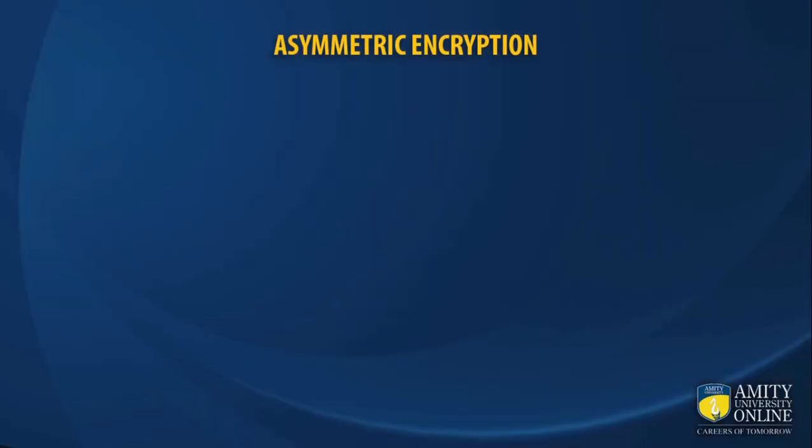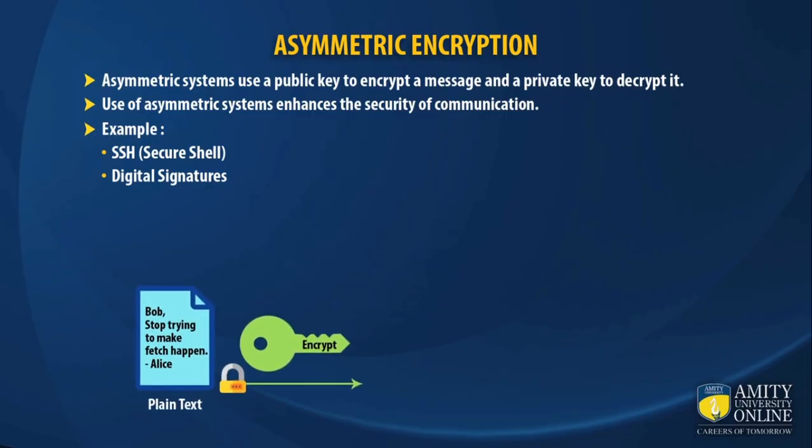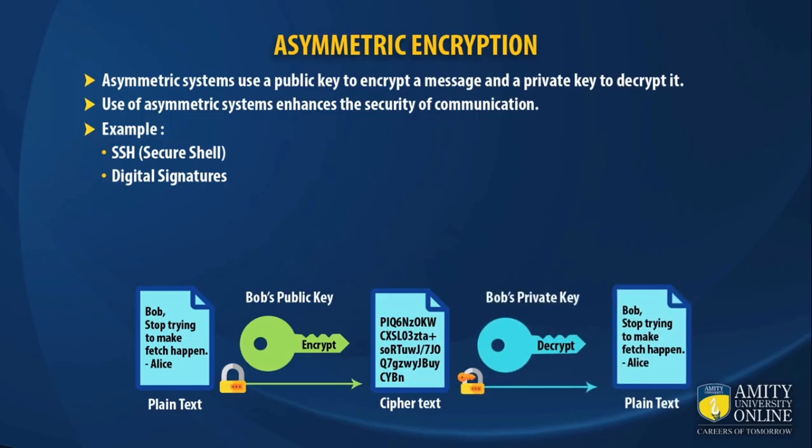Now let's see what is asymmetric encryption. Asymmetric encryption is a type of encryption in which the sender encrypts the data with the receiver's public key, and then the receiver decrypts the data with its own private key. That means you use a public key to encrypt the data, and then the receiver uses its own private key to decrypt the data. That's why this encryption algorithm is also known as a public key encryption algorithm.